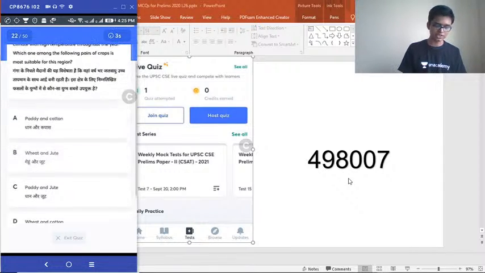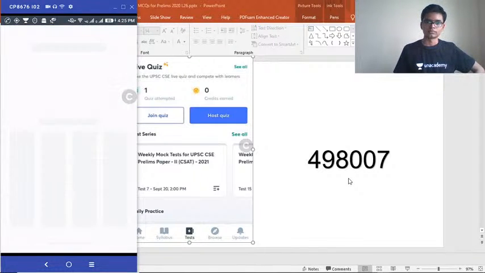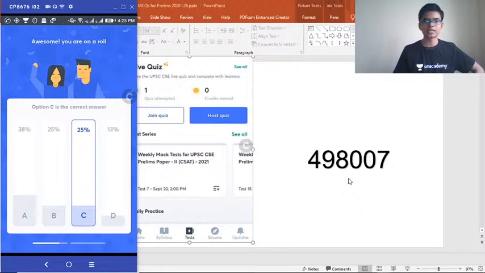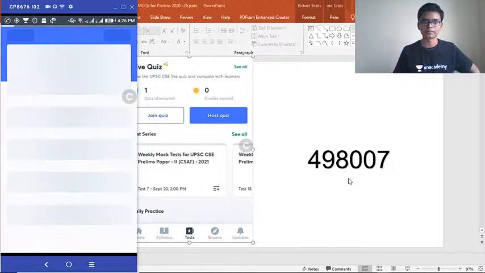Very simple question. Last 3 seconds. Time's up. Correct answer, obviously paddy and jute. So still top 3 are Satya, Pandey, Swati Goswami and Monica.